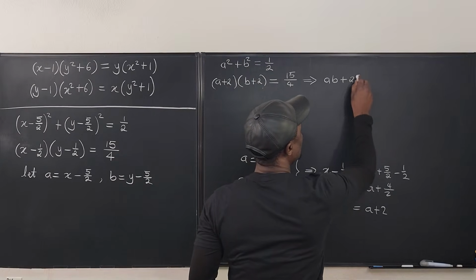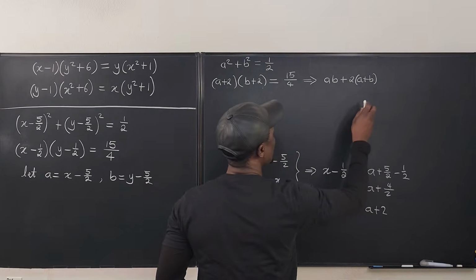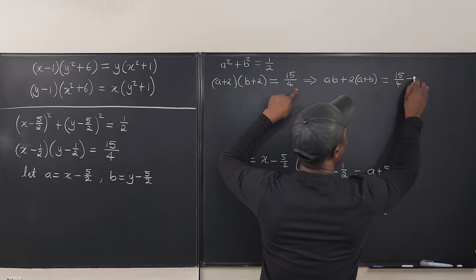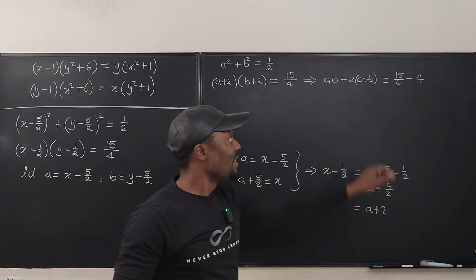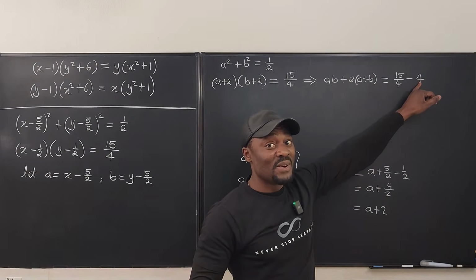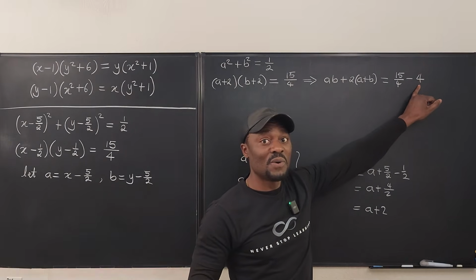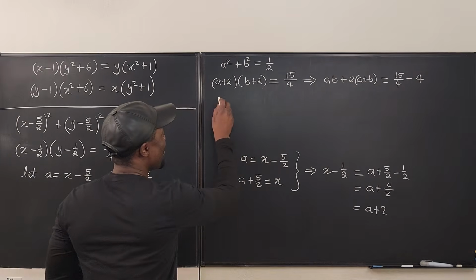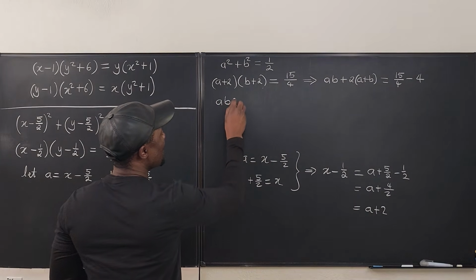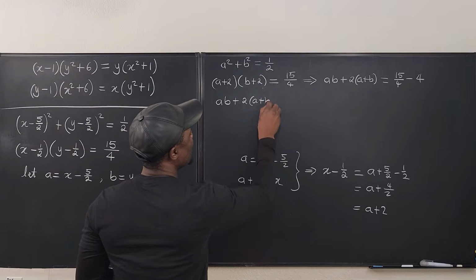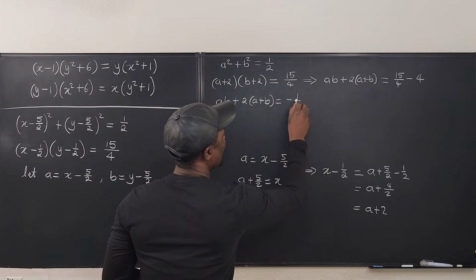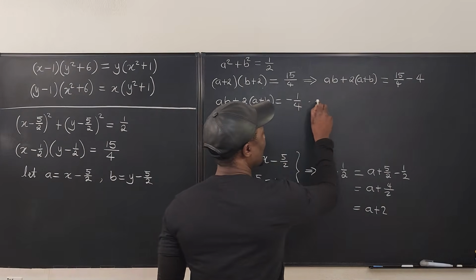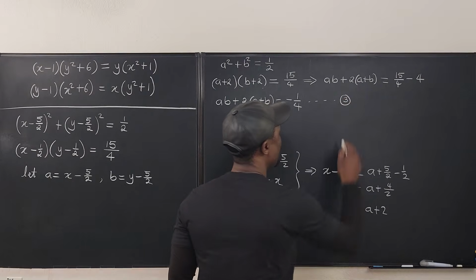So ab plus 2 times a plus b, if you factor out the 2, and then you can move the 4 over here. You have 15 over 4 minus 4. Well, 4 is the same thing as 16 over 4. So 15 minus 16 will be negative 1. So ultimately, what we have here is just ab plus 2 times a plus b is negative 1 over 4. So now I have to label this as equation 3 because I need it.